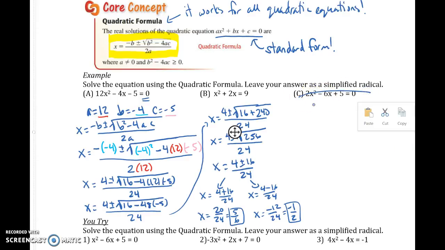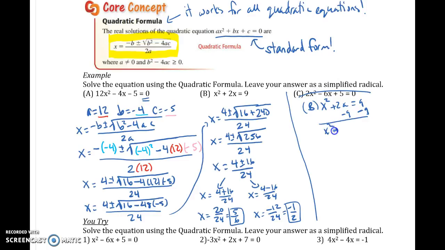So let's go ahead and do b. x squared plus 2x equals 9. Remember, what's the first thing you want to do? We want to make sure this is in what format? Right, we want to make sure it's in standard form. So I'm going to take away 9 from both sides. So x squared plus 2x minus 9 equals 0.